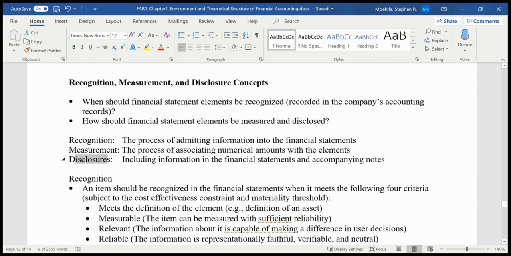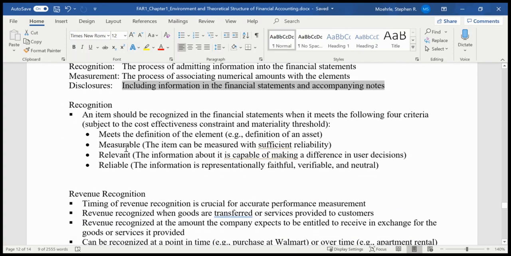Disclosures. Disclosures include information in the financial statements and the accompanying footnotes. Sometimes the accompanying footnotes aren't numeric, they're just information. So information can be recognized and disclosed, or just disclosed in a qualitative note.